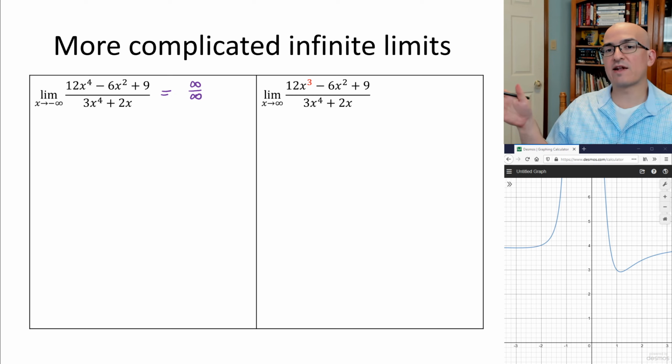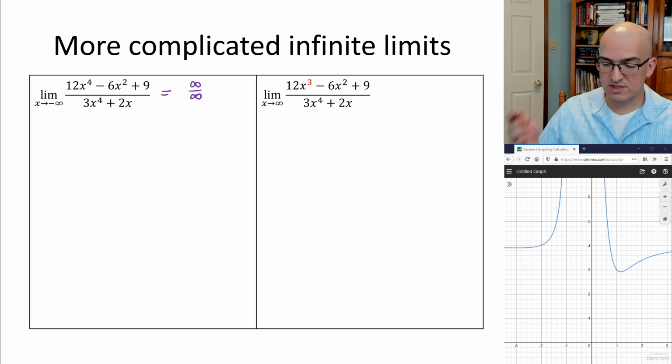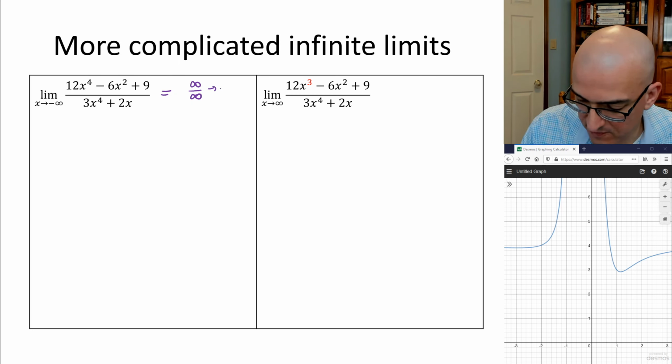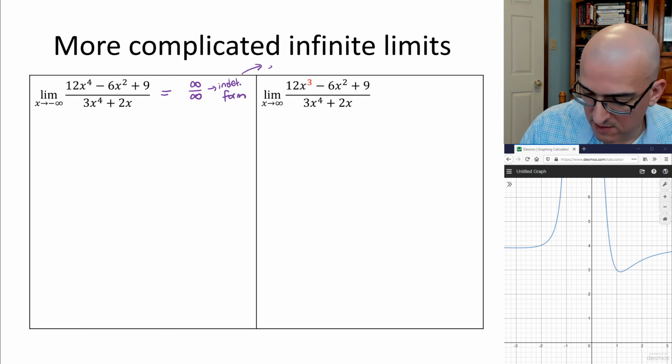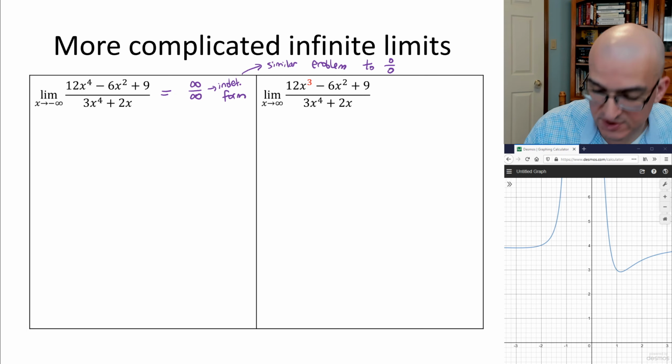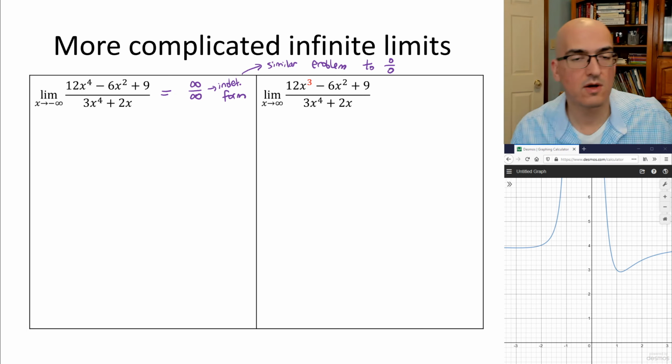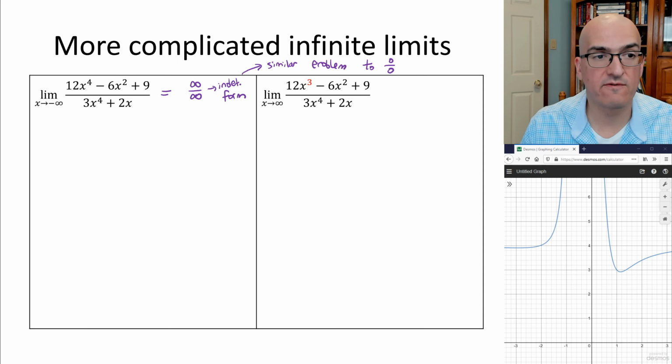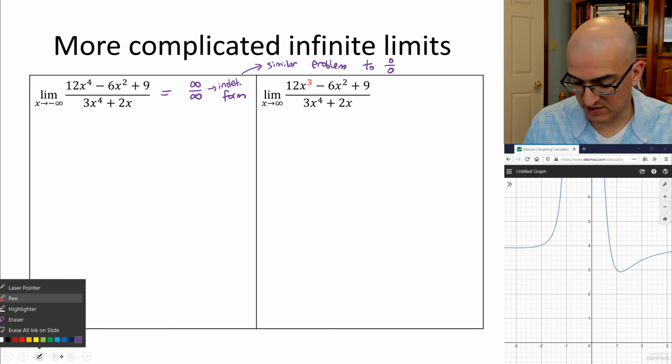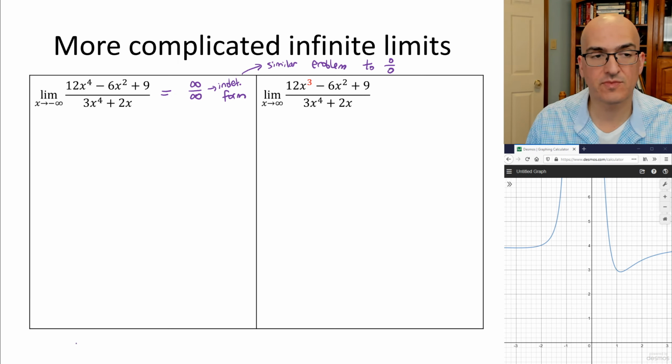We cannot say that is 1, for the same reason we can't say 0 over 0 is equal to 1. This is an indeterminate form. Similar problem to 0 over 0. We have to do something to this. Now, factoring this is not going to help us. But doing something else will help us.